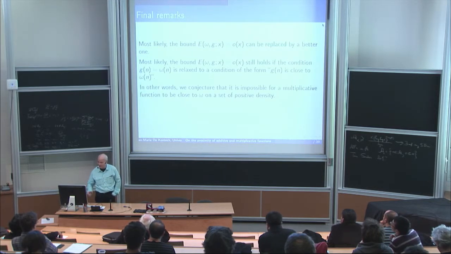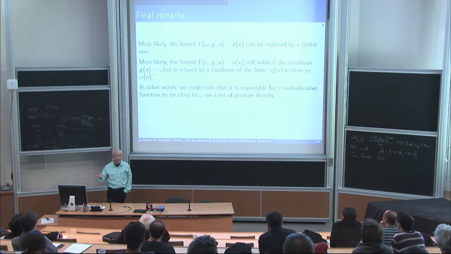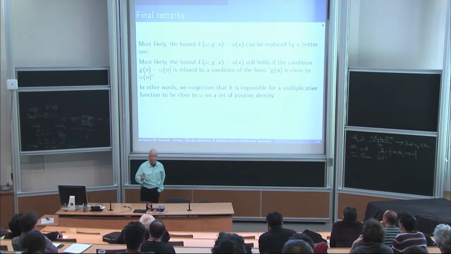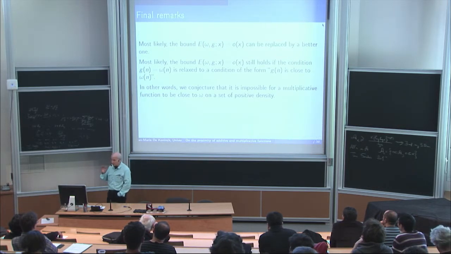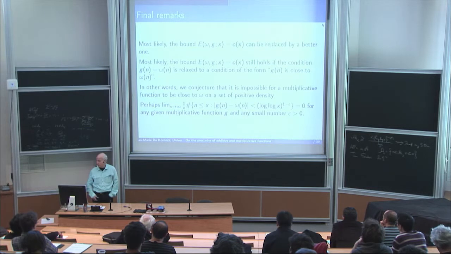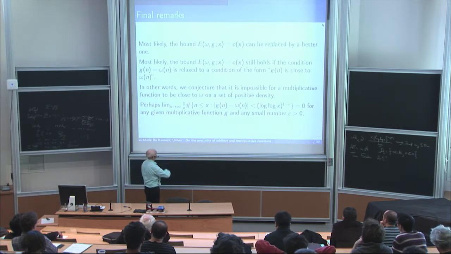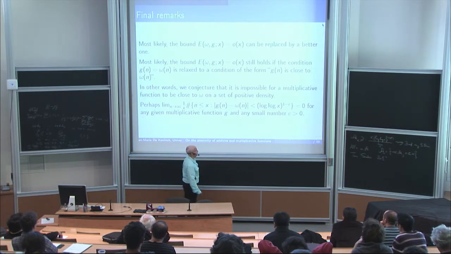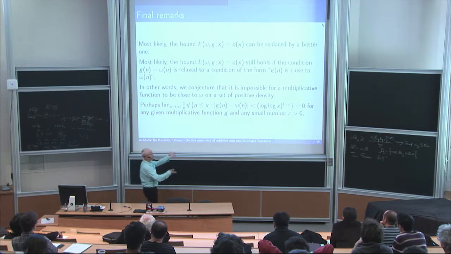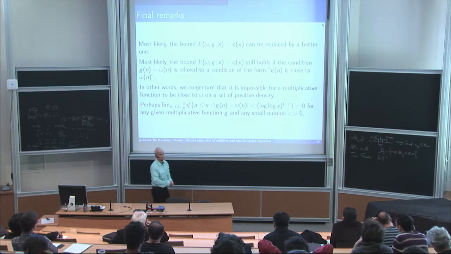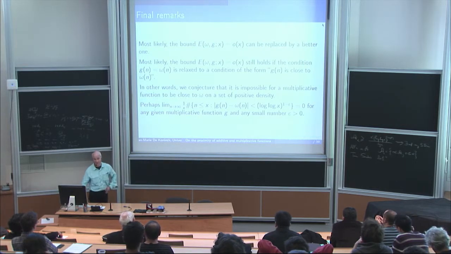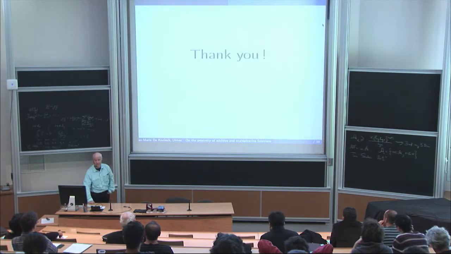So it means that not only is omega of n not equal to g of n on a set of positive density, but it's impossible for a multiplicative function to be close to omega of n on a set of positive density. And even perhaps we have the fact that this particular set here is of density 0. That is, you can't even get as close as log x to 1 minus epsilon. Perhaps log x, but not log x to 1 minus epsilon. That's it. Thank you very much.